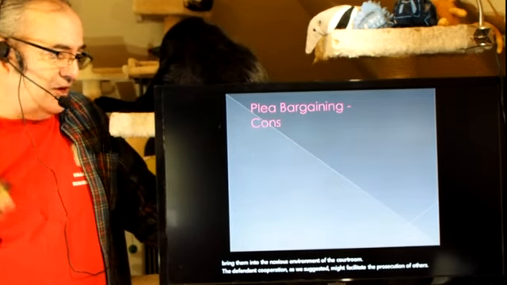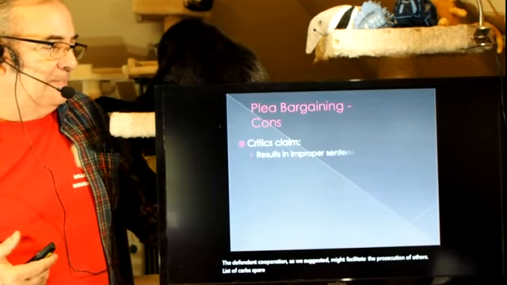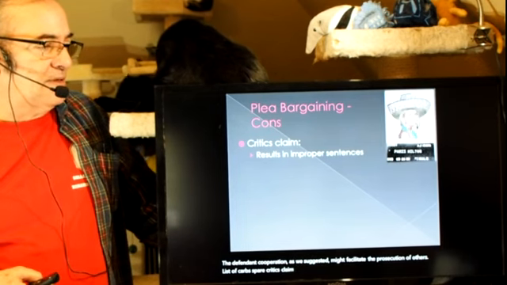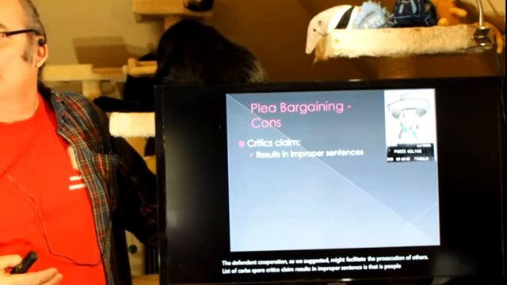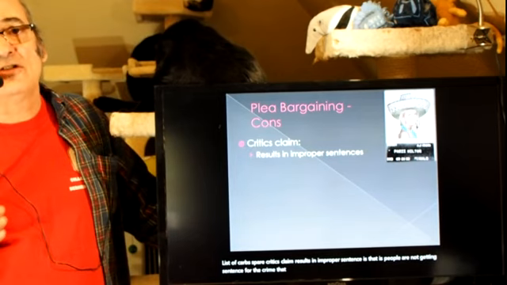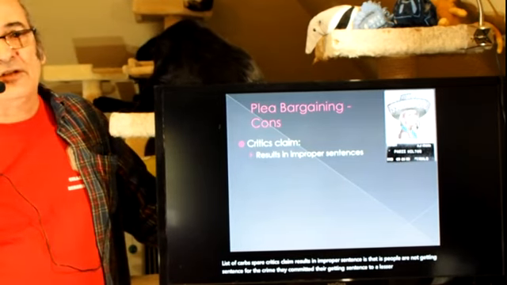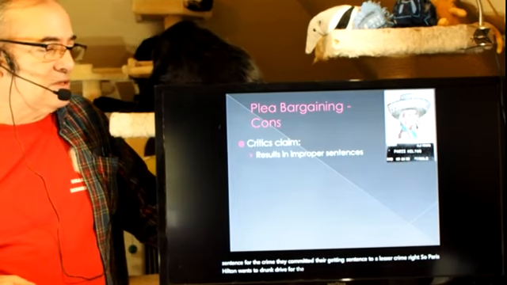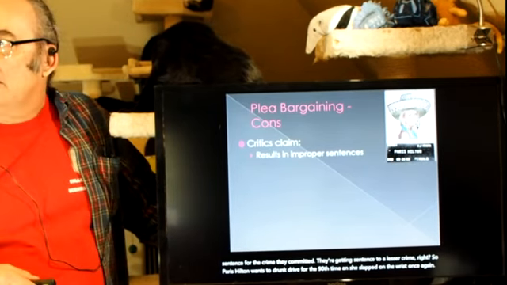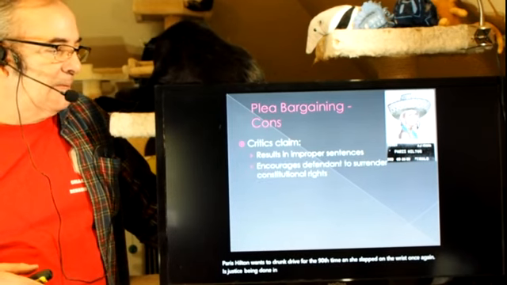List of cons, it's fair, right? Critics claim it results in improper sentences. That is, people are not getting sentenced for the crime that they committed. They're getting sentenced to a lesser crime, right? So Paris Hilton wants to drunk drive for the 90th time, and she's slapped on the wrist once again. Is justice being done in that situation, right?